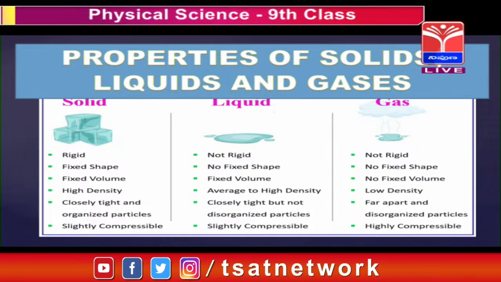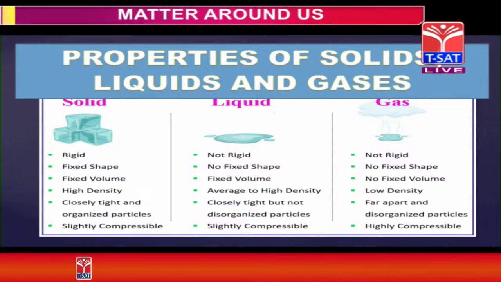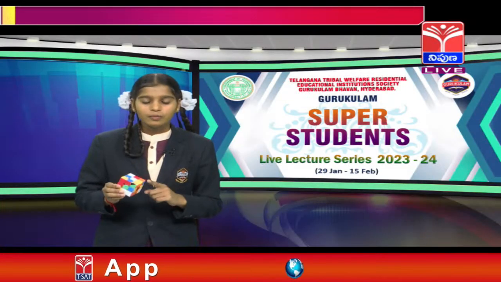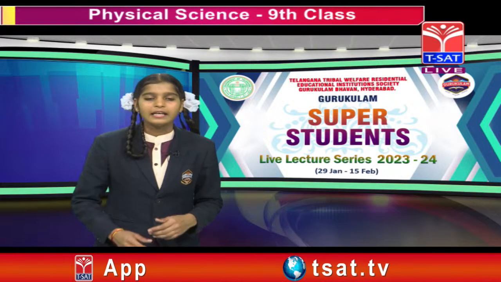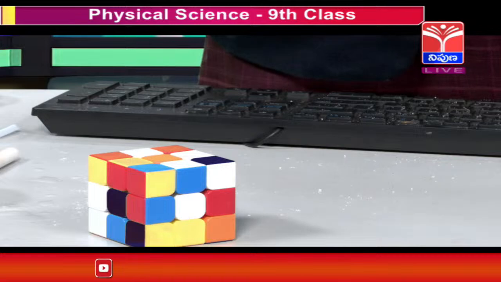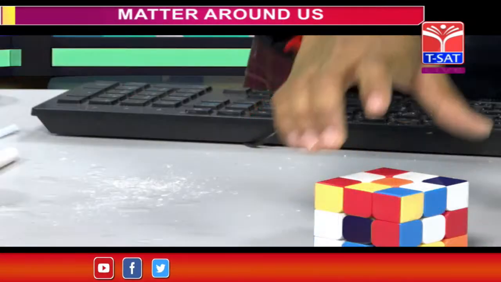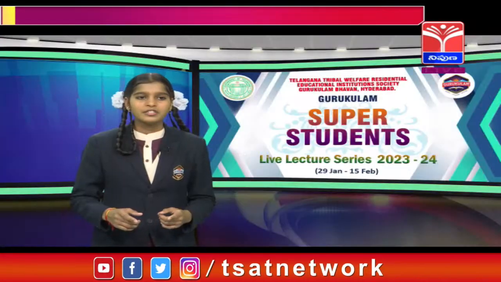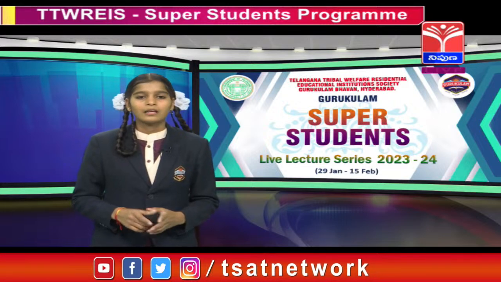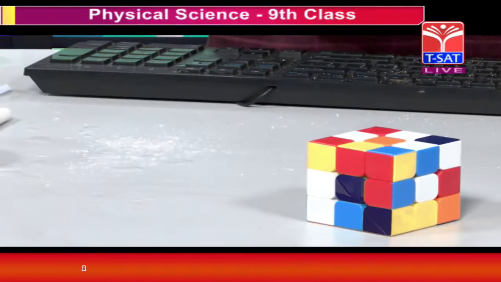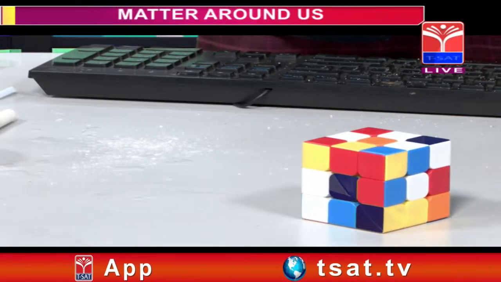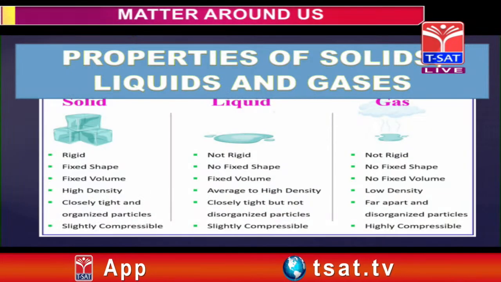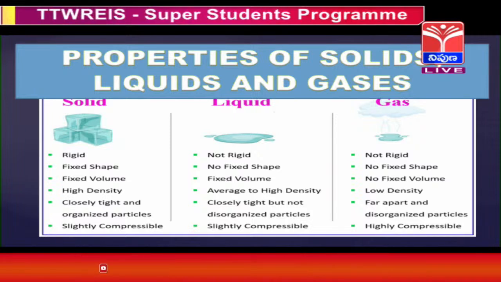Okay, the second property is shape. Here I am taking this cube. I am placing this cube from one place to another place. Again I am placing this cube from one place to another place. Does the shape of the cube change? No, because it is a solid substance. So solid substances have fixed shape and fixed volume. Volume is nothing but occupying some space.